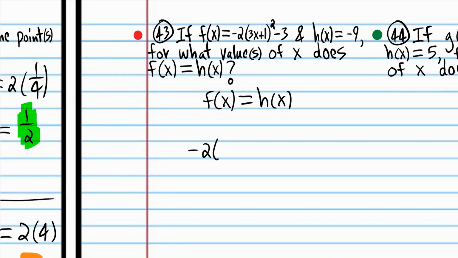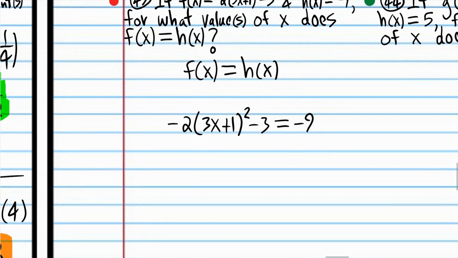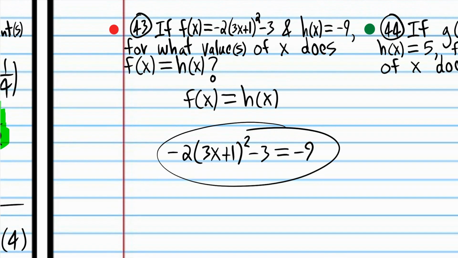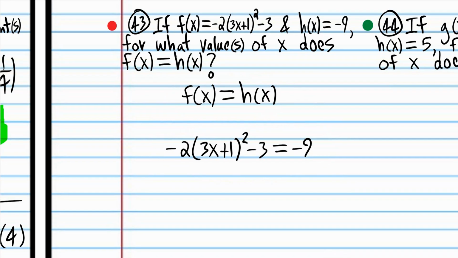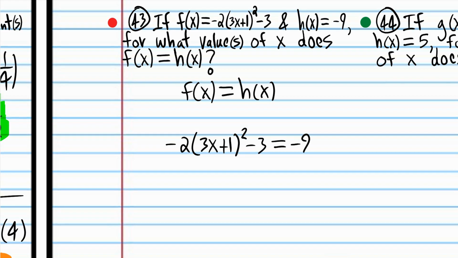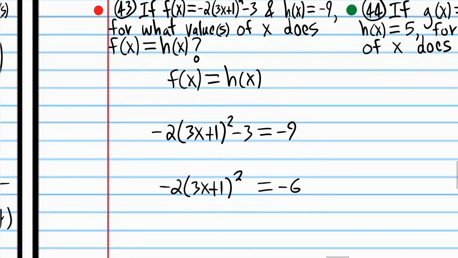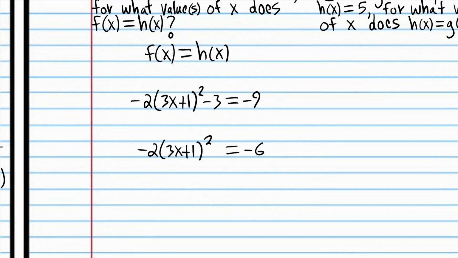f of x is negative 2 times (3x plus 1) squared minus 3, and h of x is equal to negative 9. So we need to find the x value that will make this equation true, because that'll make the functions equal to each other, or at least the outputs equal to each other. So now we're going to add 3 to both sides of the equation. And divide both sides by 2.